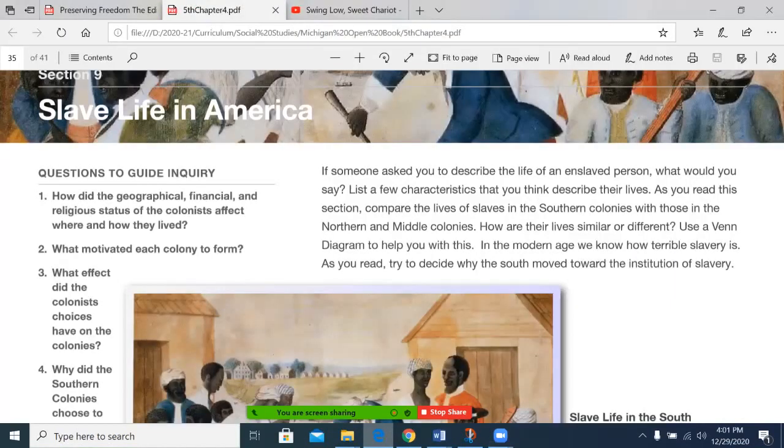We'll begin today's episode using the textbook, and we'll conclude with an example of one of the songs. More on that later.